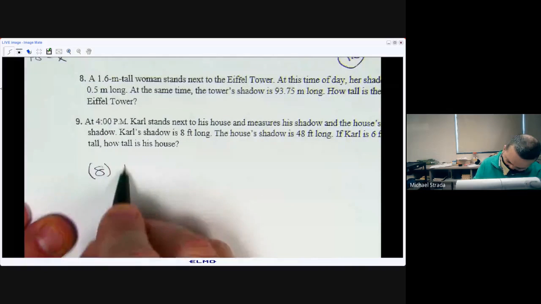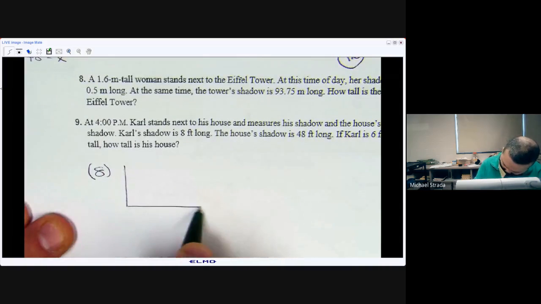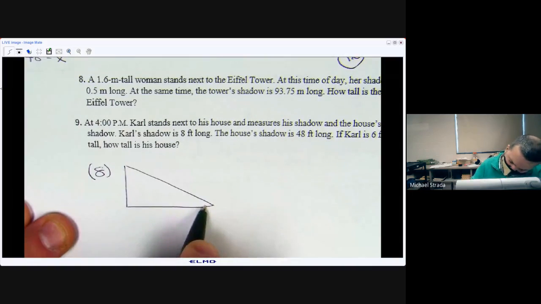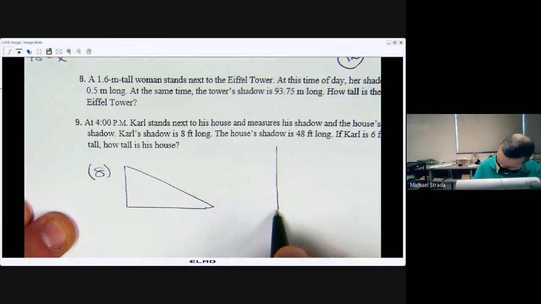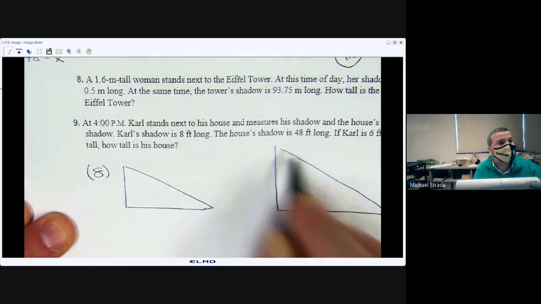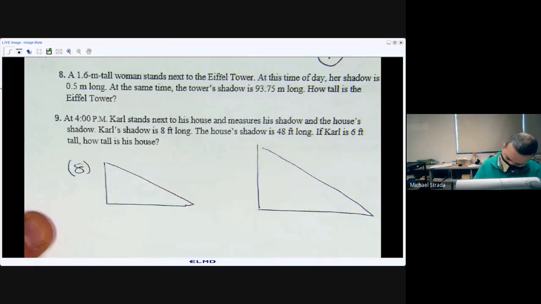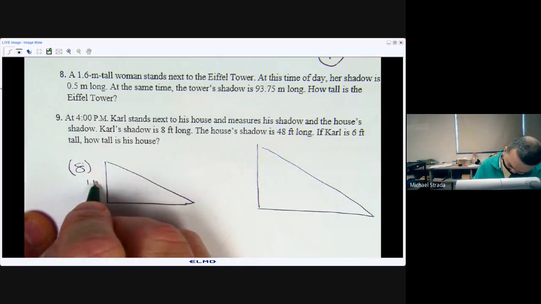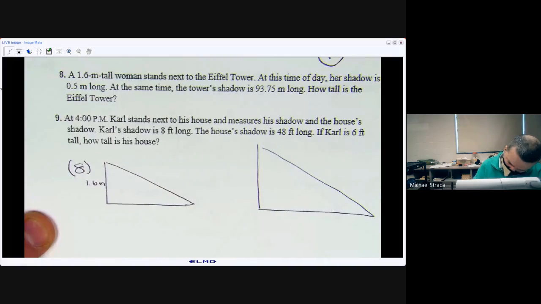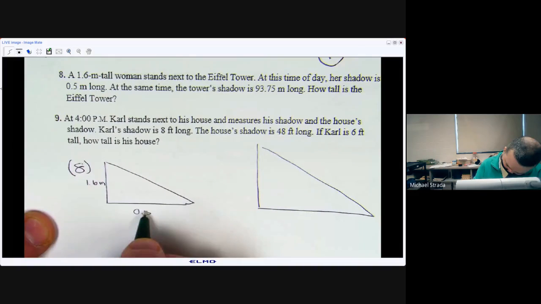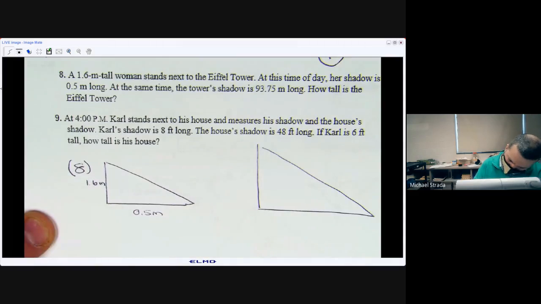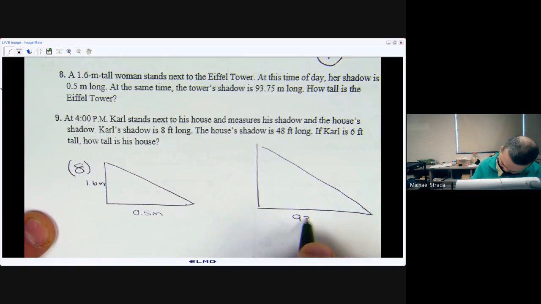Now this is different in that basically the shadows are going in the same direction. So instead of facing each other, they kind of look like that. The person is 1.6 meters tall, and their shadow is 0.5 meters. I got that right. I didn't confuse the problem. At the same time, the tower shadow is 93.75 meters.